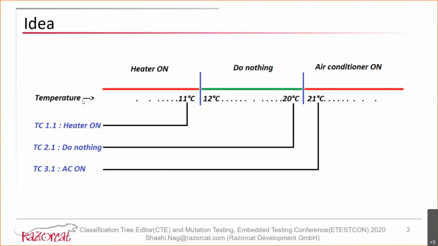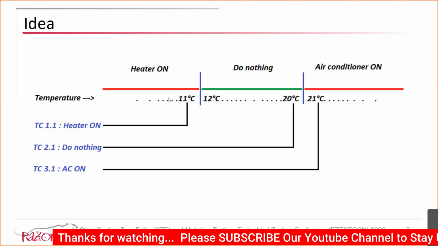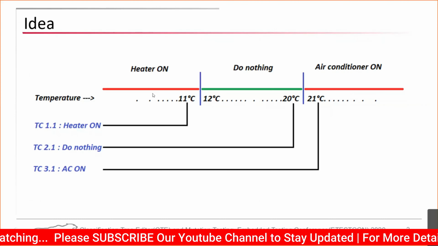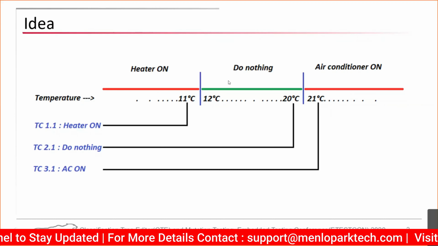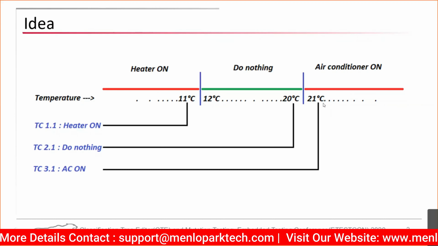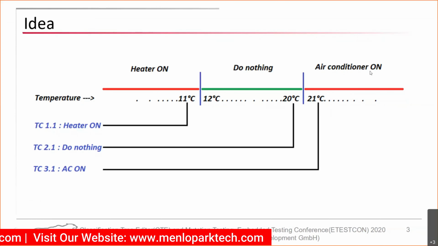I have a function, and the input of the function is temperature, and I can range the temperature from let's say -20 to +50. The functionality of the function is: if it is in this range, maybe -2 to 11 degrees, then my heater should be on. If it is in this range, 12 to 20, then we are doing nothing. And if it's beyond 21 degrees, then we are switching on our air conditioner.